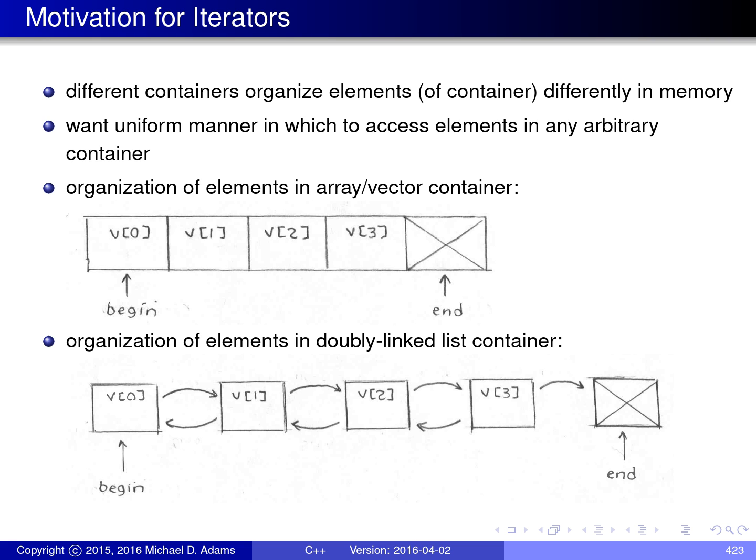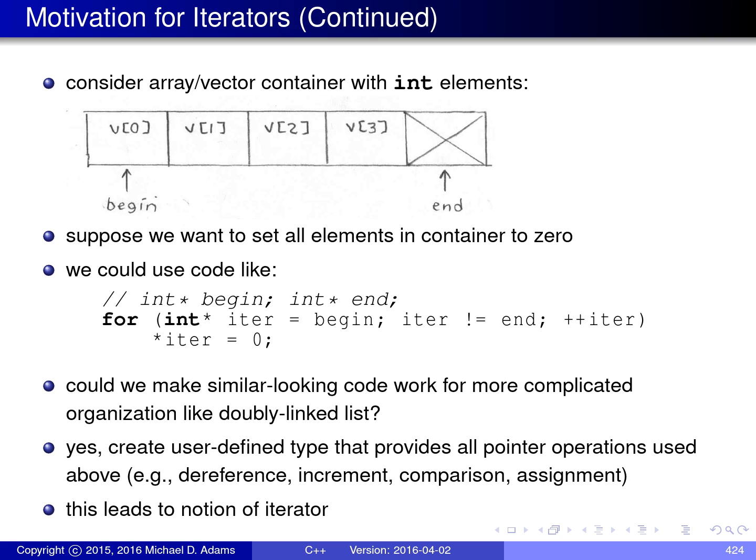Consequently, in order to facilitate the development of generic algorithms, we need a single uniform interface for accessing data that is independent of how the data is organized in memory. And such an interface is exactly what iterators provide. To further illustrate the need for a single uniform interface for accessing data in algorithms, let's consider an example.